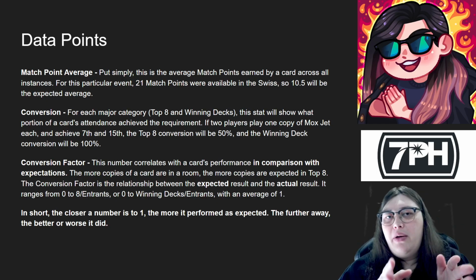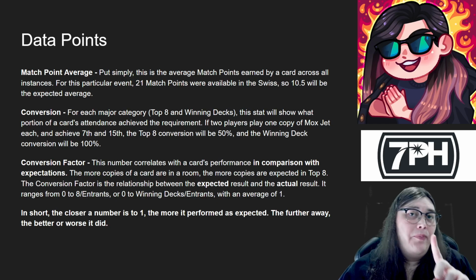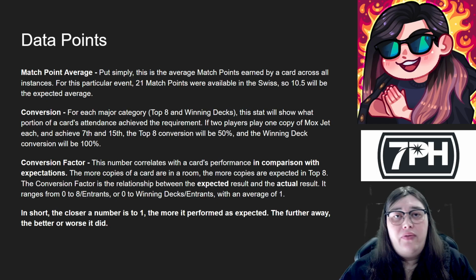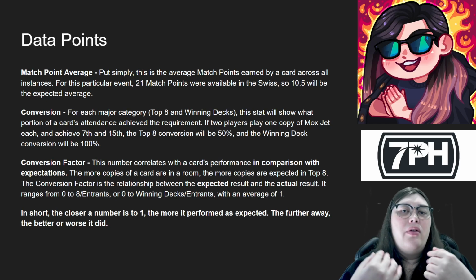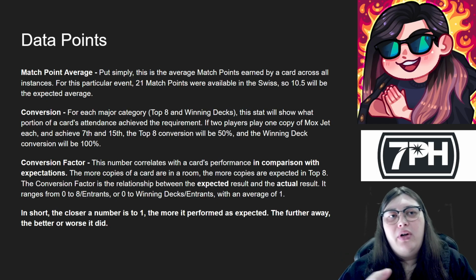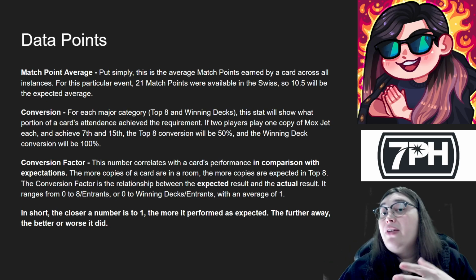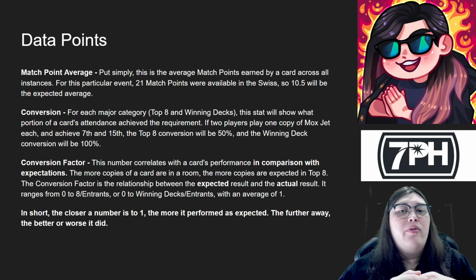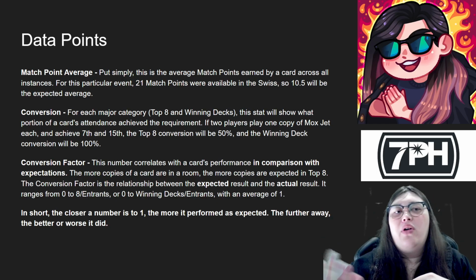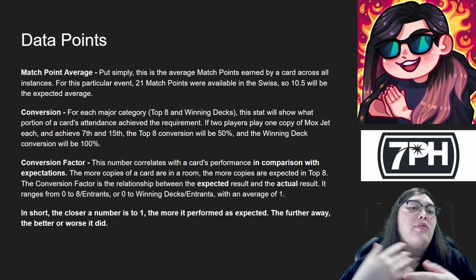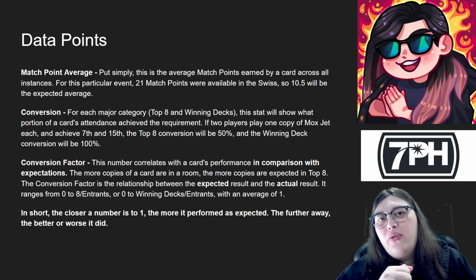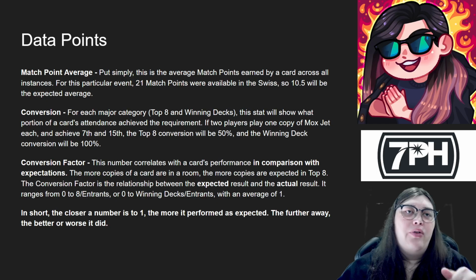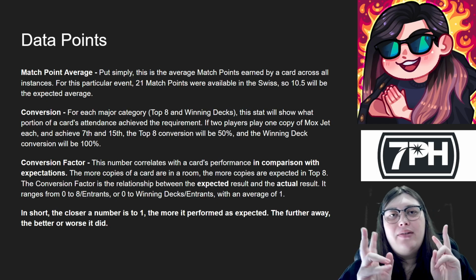The expected number for any one card to reach is 1.0. So if a card takes up half of the room and it takes half of top 8, it has achieved 1. Half of the expected number to reach the particular goal has reached it. The higher a number is above 1, the better it performed, either because there were fewer copies and more copies in top 8, or there was only 1 copy in the room and it top 8'd, it'll receive the maximum. The further away from 1, the better it does. The closer it is to 1, the more it performed as expected.